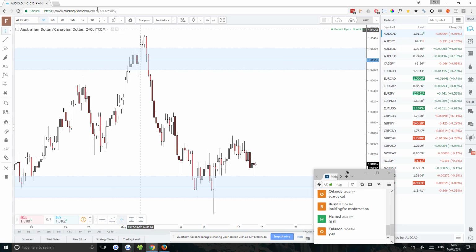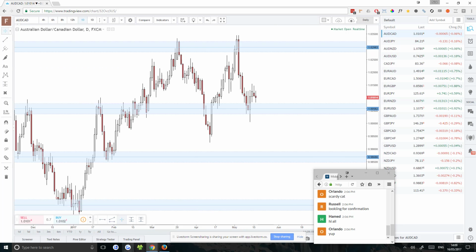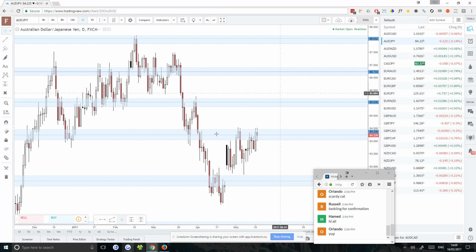Nothing much, really. It's come down to the support area. It started to bounce away, but it doesn't seem like it's quite making it. It looks like it's going back down. So we might see something like that, or it might just keep going down. It doesn't really matter. There's no potential setup that I see there right now.